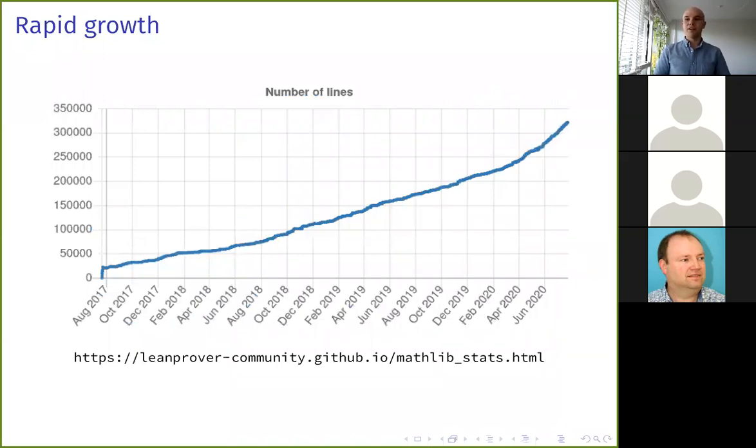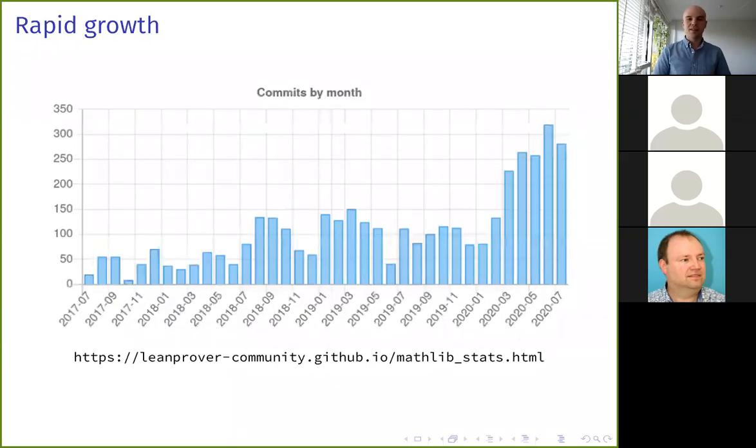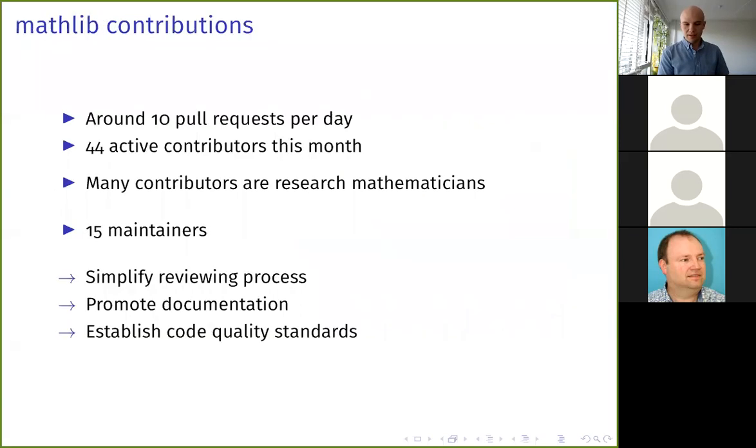So when mathlib started in 2017, it was forked from the Lean standard library. And at that point, it was around 30,000 lines of code. Now, 3 years later, we are at 300,000 lines of code. And the rate of growth is only increasing. If we look at the commits we have per month, these are skyrocketing. At the moment, we have around 300 commits per month, which is about 10 commits per day. This is 10 pull requests per day.